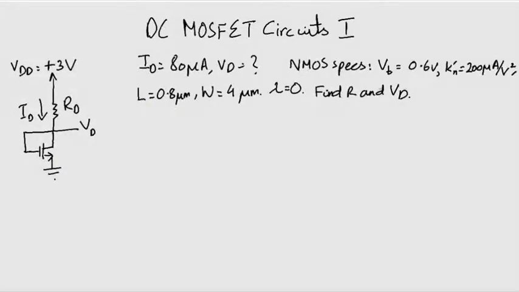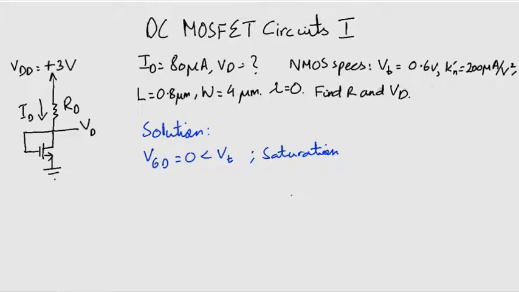In this second example, you have a current of 80 microampere. You have to find the value required for R and find the DC voltage VD. The specs of the NMOS are also on your screen. So, let's do this too. Since VGD equal to 0 is less than VT, we conclude that this MOSFET is also in saturation.